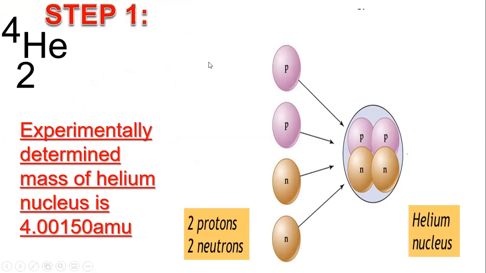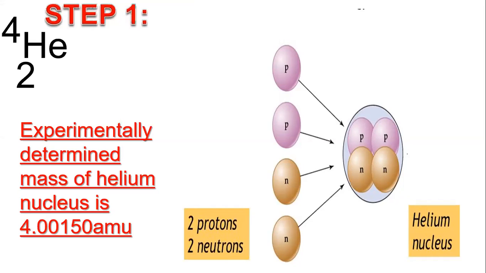In step one, we will see that the mass of the nucleus of the helium atom is 4.001 AMU, and AMU is the unit which represents the atomic mass unit of any element. It means there are two types of masses of the helium nucleus. One is experimentally determined, and the other is calculated on the basis of the number of protons and neutrons inside the nucleus. So there are two types of mass of the nucleus of the helium atom.